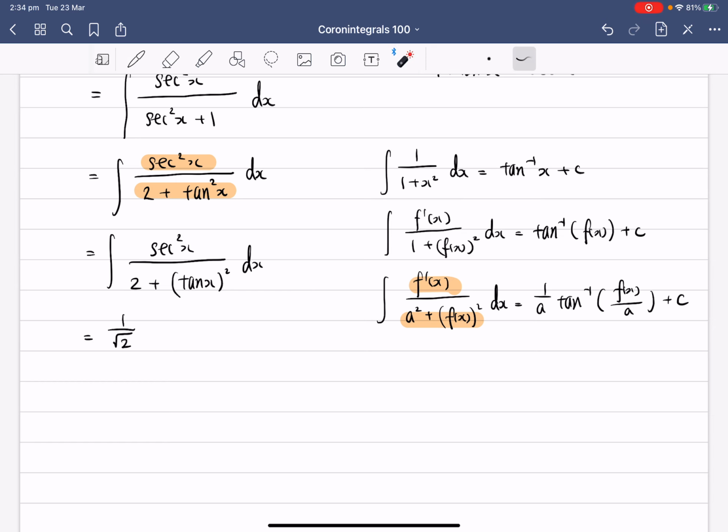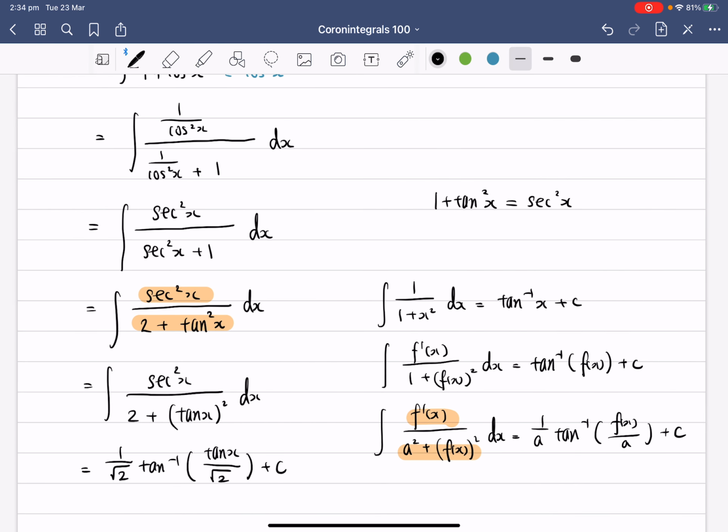Now, this is something that's really important. You need to remember to write this one in terms of square root of 2 squared. So therefore, a is equal to square root of 2. All right, and that gives you tangent inverse of tangent x, which is the fx, over square root of 2, plus c. Okay, so that's the answer to that question.